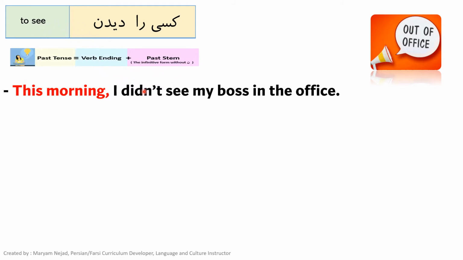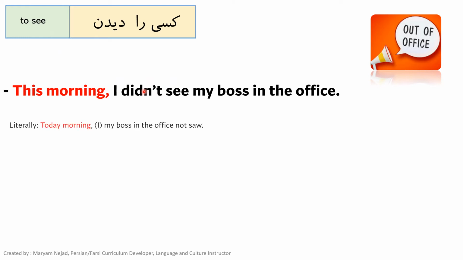Again, here is the formula for past tense. So literally we need to say something like today morning, I, my boss in the office, not saw. So this morning is امروز صبح. Remember, we don't say in صبح, we say امروز صبح. We say today morning. And then boss is رئیس and office is اداره.